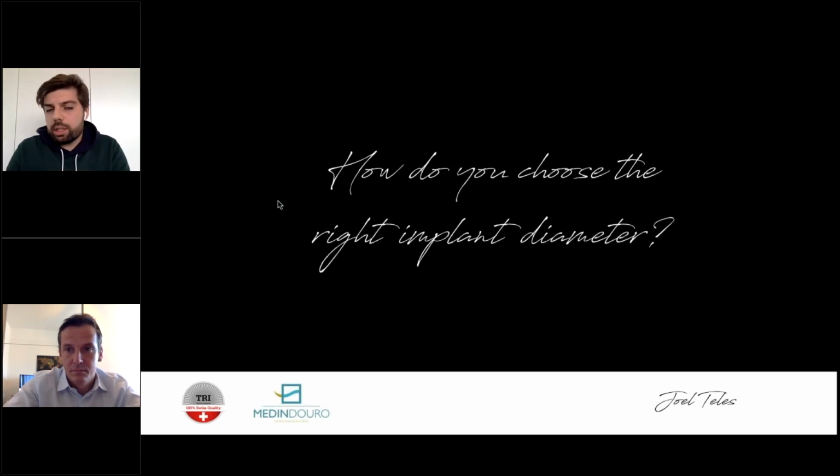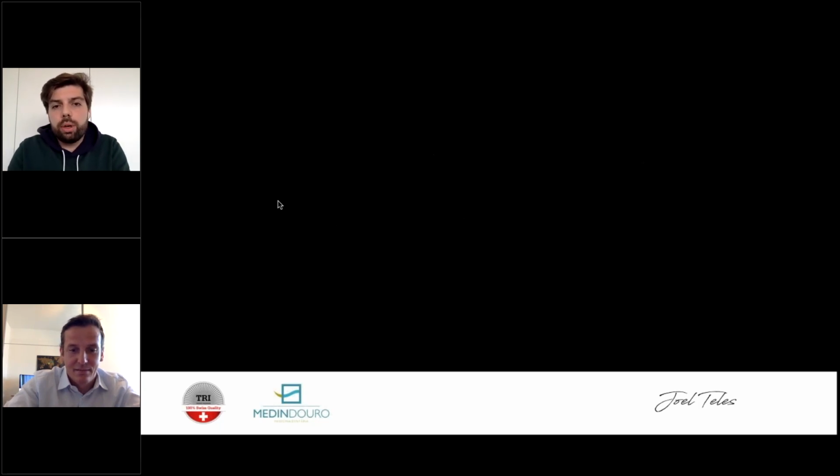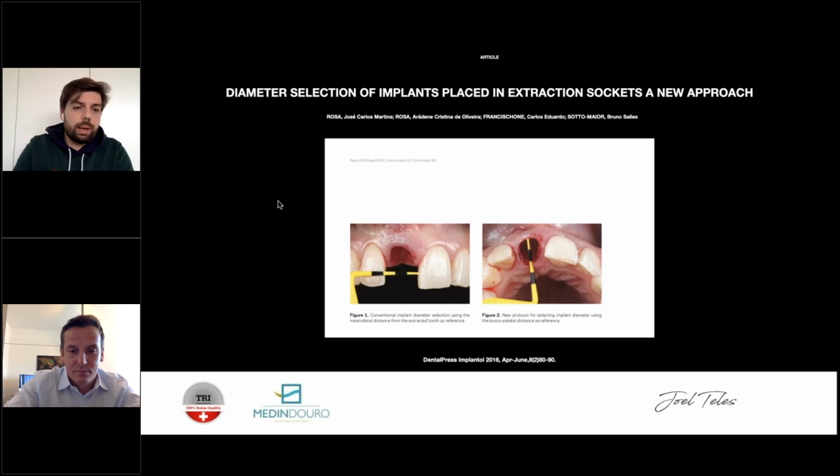So in aesthetic zone, the first question you need to ask yourself is how do you choose the right implant diameter? For a long time, I was using the same technique that everybody does, measuring from mesial to distal, and therefore choosing my implant diameter. Nowadays, I'm following this protocol from José Carlos Rosa, the author of the IDR technique. It's a very beautiful technique that you should look at if you don't know it yet.